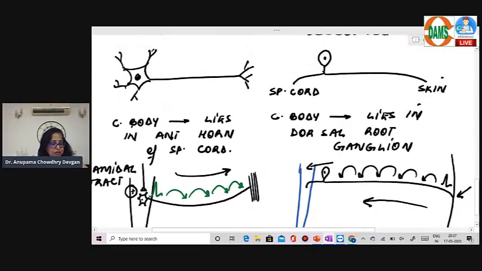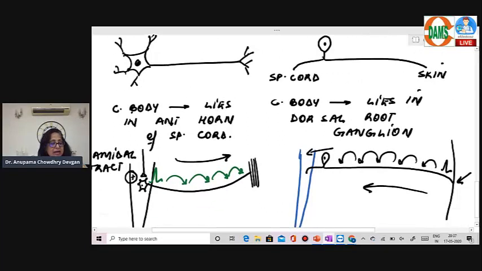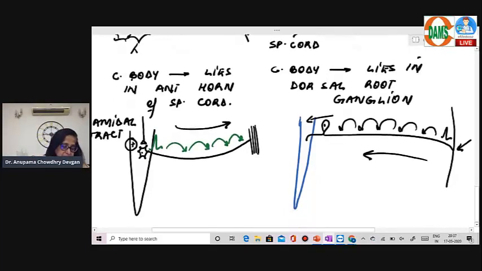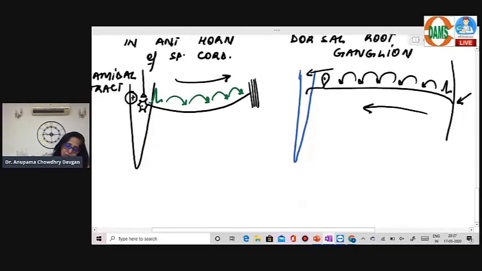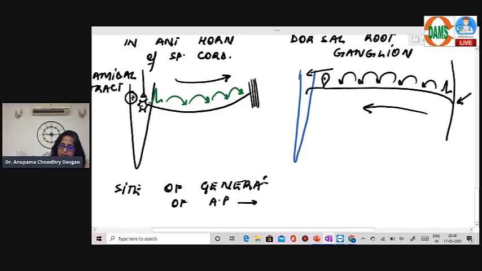So this is the site of generation of an action potential. In a motor neuron, initial segment; in a sensory neuron, it will be the first node of Ranvier. So I can write this here, site of generation of an action potential in a motor neuron is the initial segment. Site of generation of an action potential here is the first node of Ranvier.